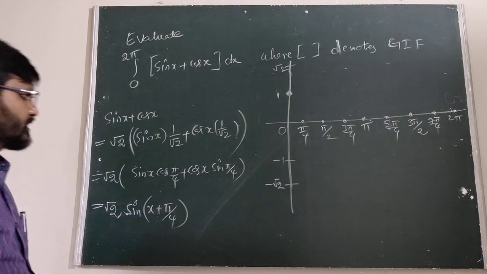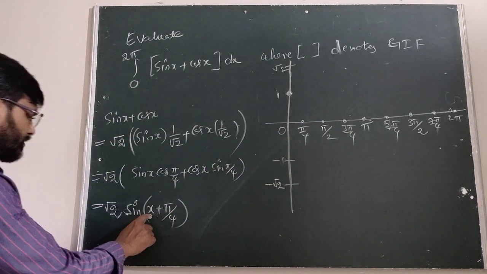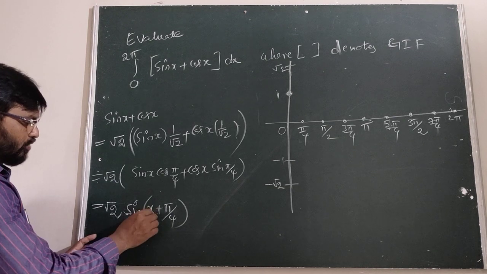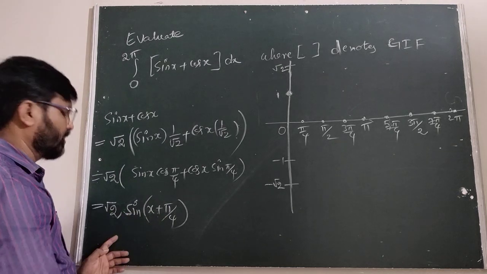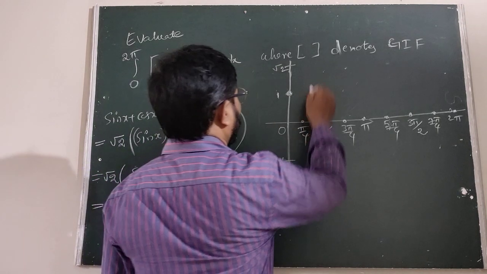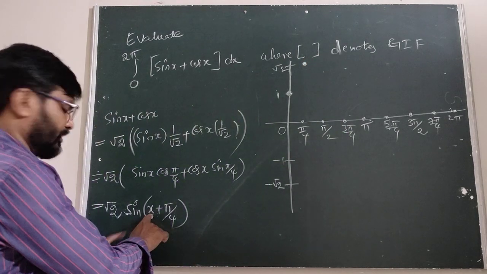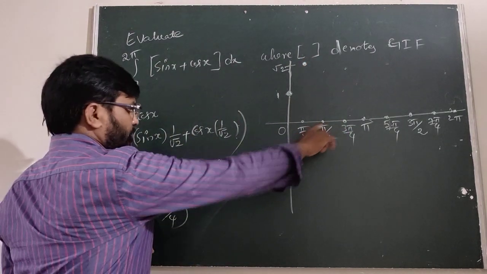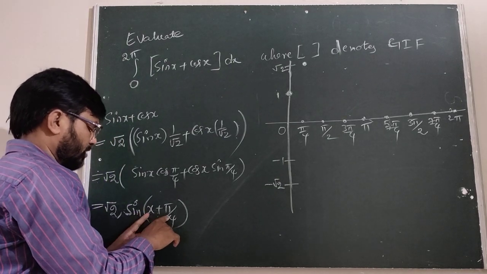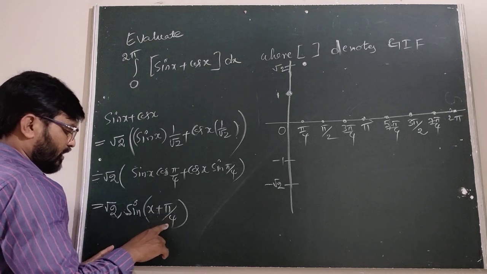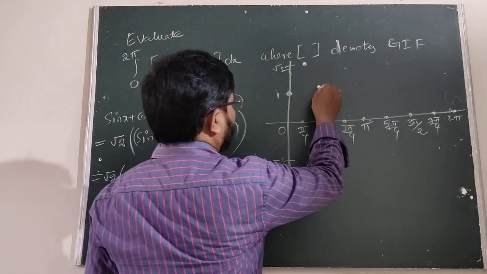Suppose we take x equal to pi by 4, that is 45. Then 45 plus 45 is 90, sin 90 is 1, so it is root 2. Now we take x equal to 90. Sin of 90 plus 45 is in the second quadrant, so it is sin 45, which is 1 by root 2. Root 2 cancels, that is 1. Therefore here we are getting 1.